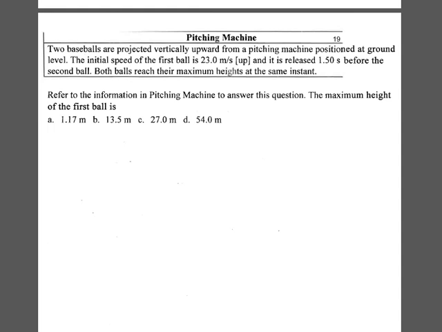Okay, what are they doing here? This is complicated. Two baseballs are projected upward. The first ball is 23 meters per second, and it's released 1.5 seconds before the second ball, but they both reach their maximum heights at the exact same time. Well, there's one ball where we know all the stuff, so let's start with the one where we actually know everything. We have one where we start with an initial velocity of 23. Nearly all baseballs are on Earth, so we know our acceleration is minus 9.81.